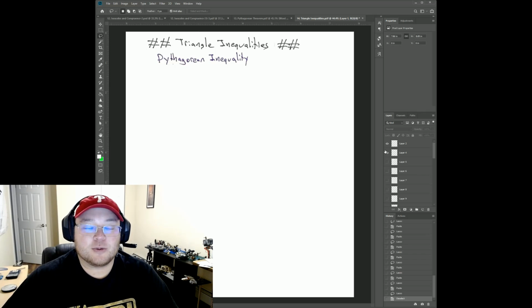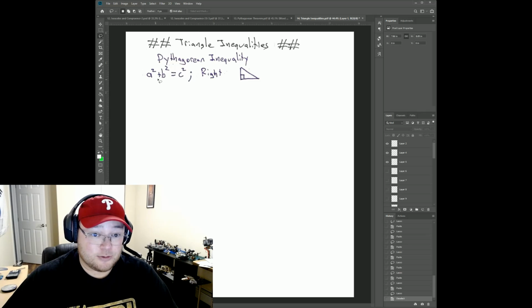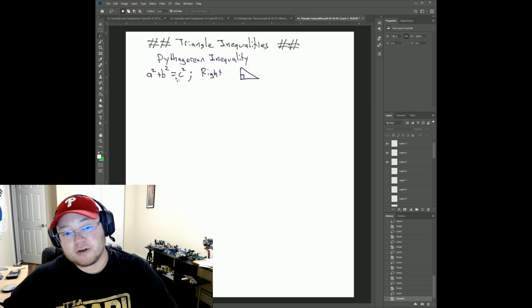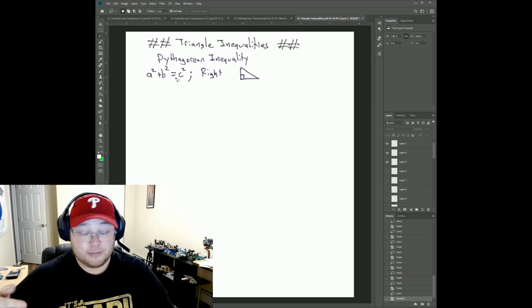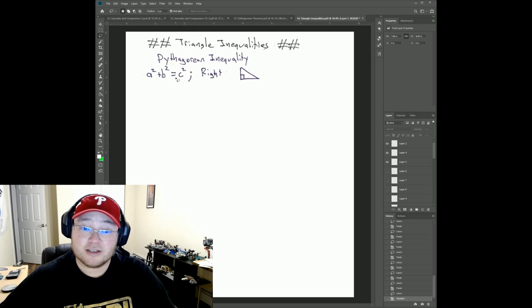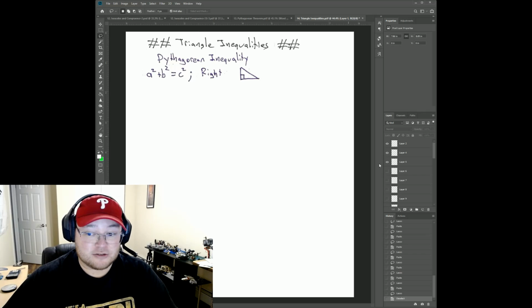First thing we're going to do is what's called the Pythagorean inequality. So that's going to use the Pythagorean theorem, right? Which we said is a squared plus b squared equals c squared. And we said that only works with right triangles. So if a squared plus b squared equals c squared, then it's a right triangle, because that's the only thing that'll work.